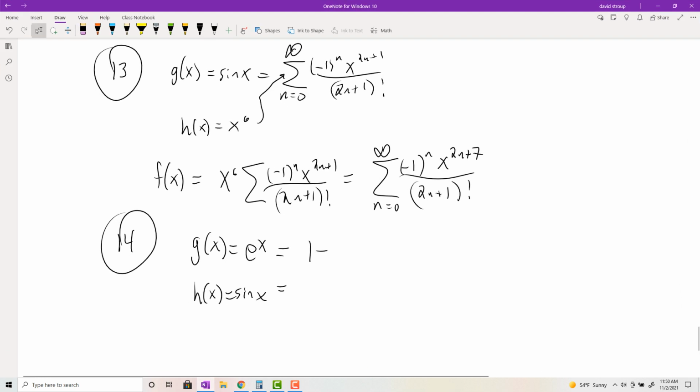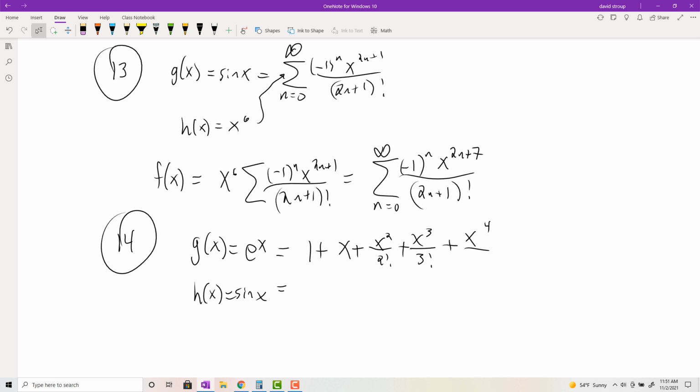I know them though. So 1 plus x squared over 2 factorial plus x cubed over 3 factorial plus x to the 4th over 4 factorial. We want the first 4 non-zero terms, so let's just leave it at that. Hopefully that's enough. This other guy, sine, has all odd exponents, so it'll be x plus x cubed all over 3 factorial. It's basically just e to the x, but with these guys missing.